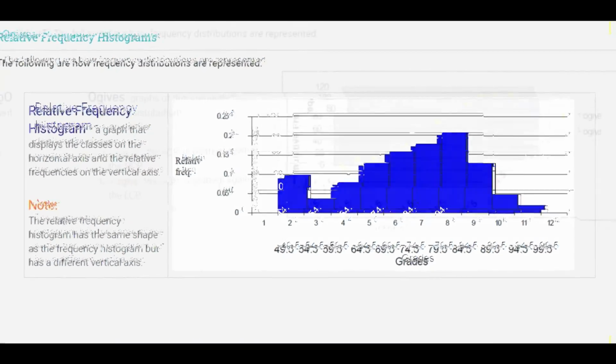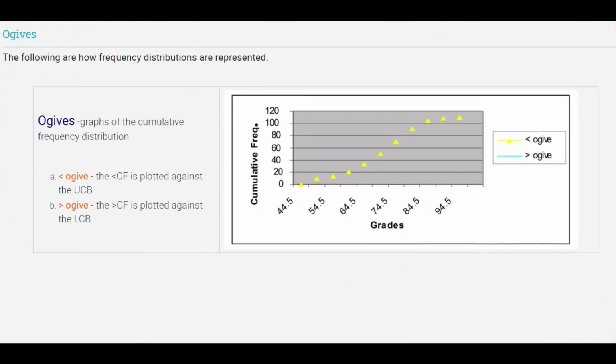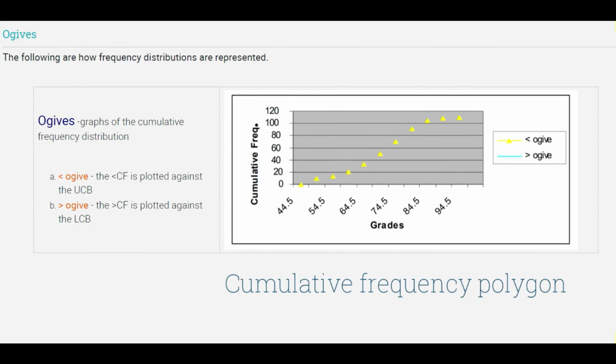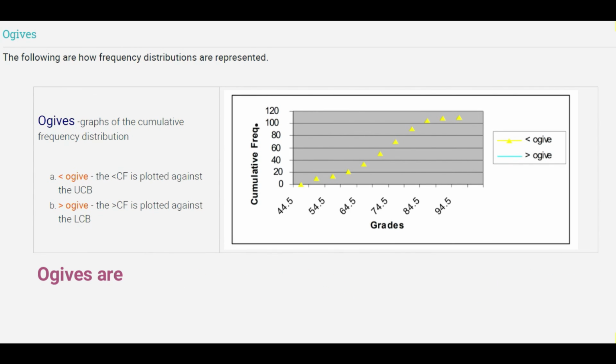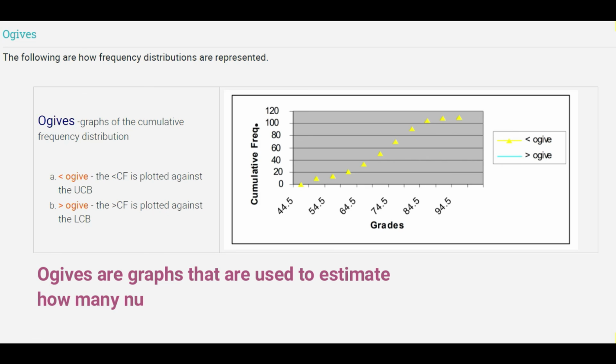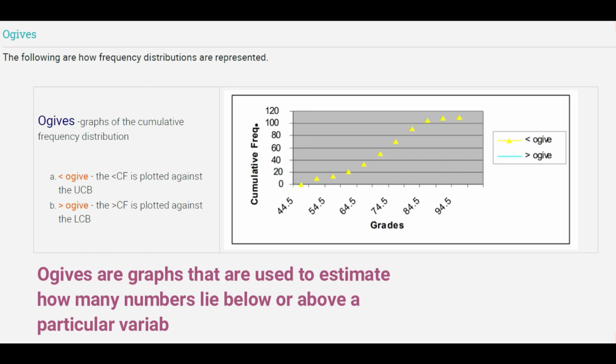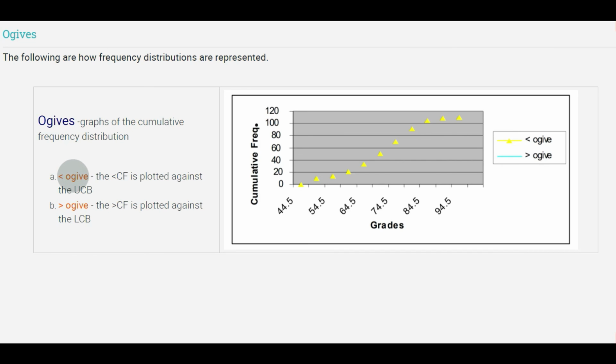The last representation is the ogive. This is also known as a cumulative frequency polygon. Ogives are graphs that are used to estimate how many numbers lie below or above a particular variable or value in a data. Two methods of ogives are less than ogive and greater than ogive. The less than ogive plots the less than CF against the UCB, while the greater than ogive plots the greater than CF against the LCB.